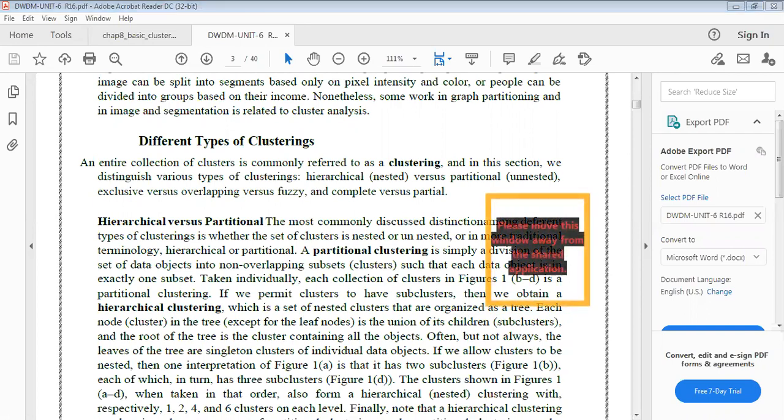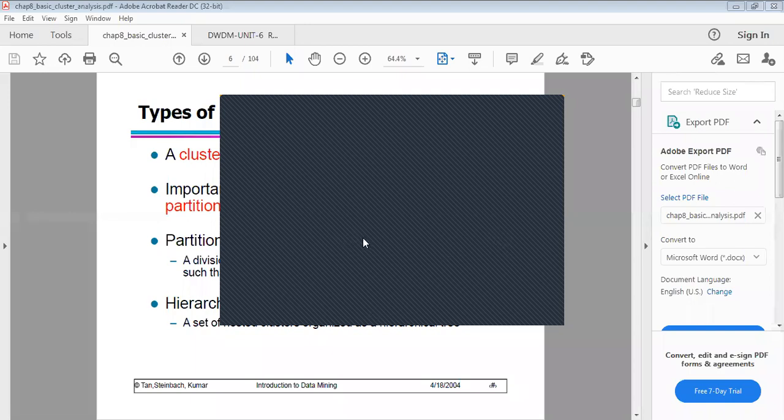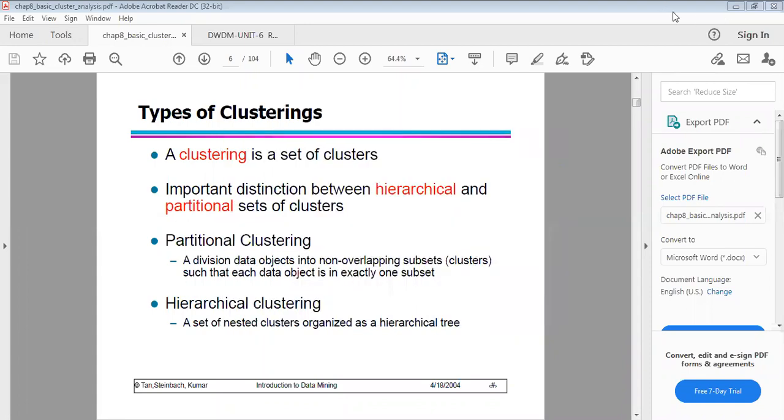Now I want to say that a clustering is simply a set of clusters. Clustering is nothing but a set of clusters. The data points we divide and group into clusters, those sets of clusters are called a clustering. Generally these are represented as hierarchical and partitional sets of clusters.